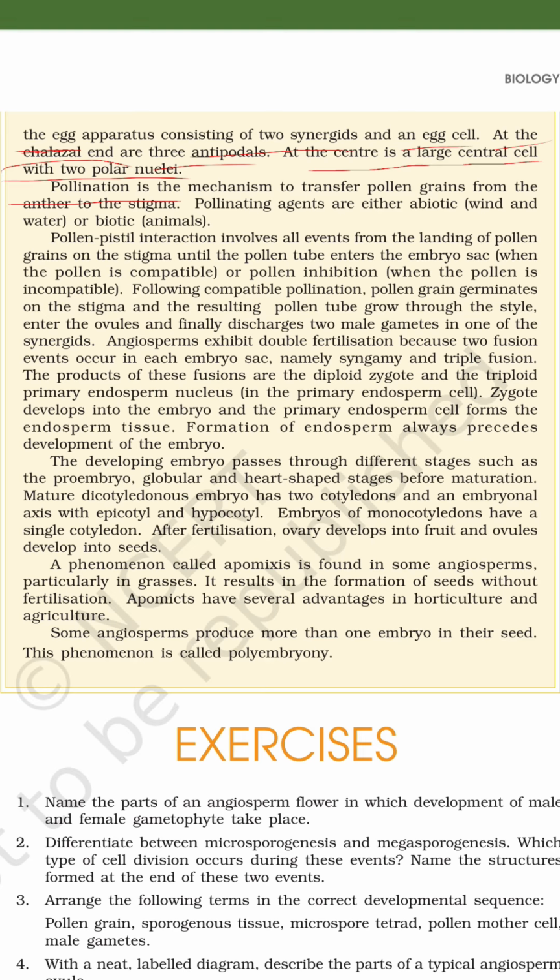Pollination is the mechanism to transfer pollen grains from the anther to the stigma. Pollinating agents are either abiotic, wind and water, or biotic, animals.